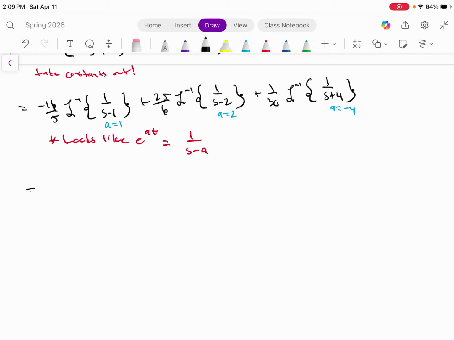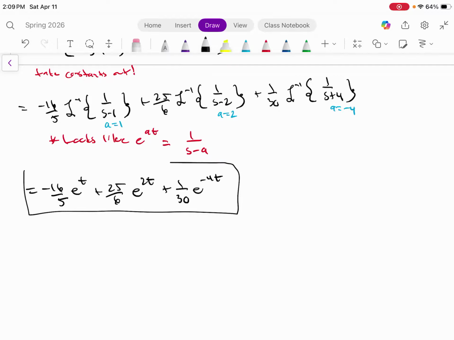So the inverse Laplace of these guys would be negative 16 over 5 e to the t, because a is just 1, like 1t, but we don't need to write that, plus 25 over 6 e to the 2t, plus 1 over 30 e to the negative 4t. And that is our answer.